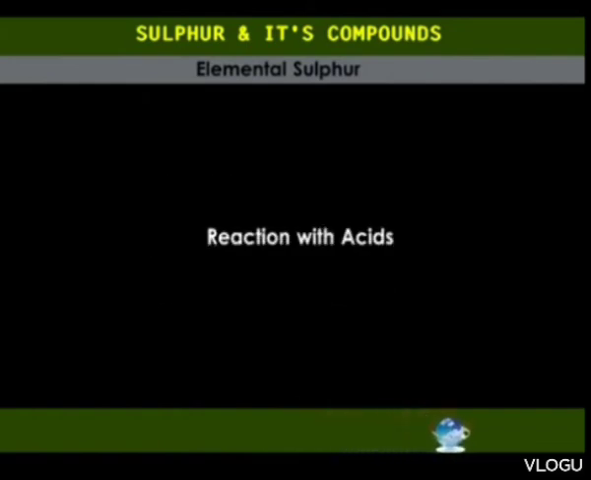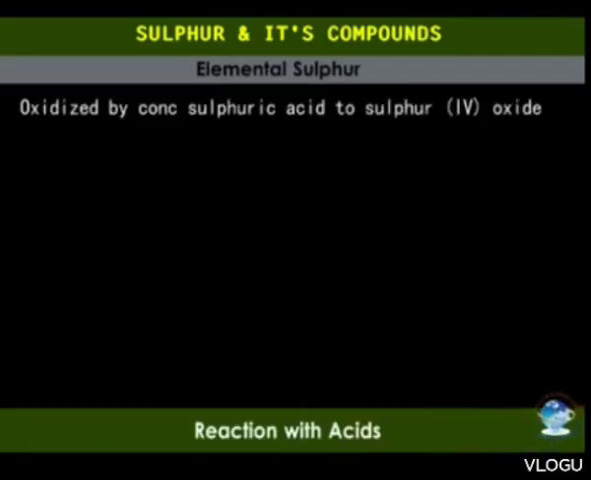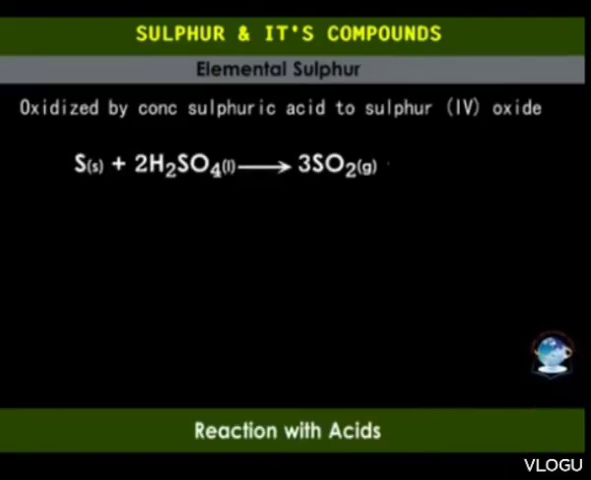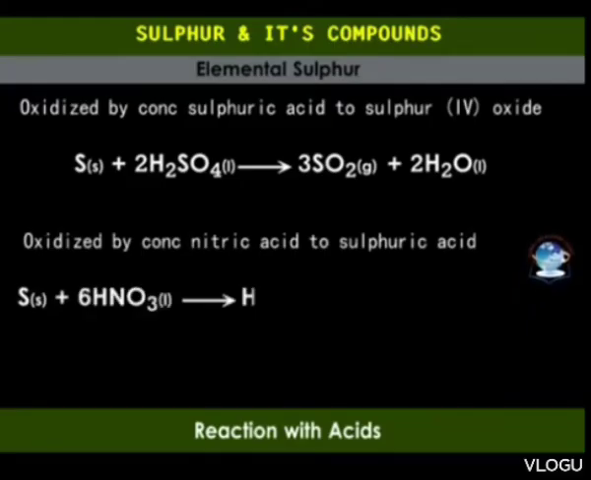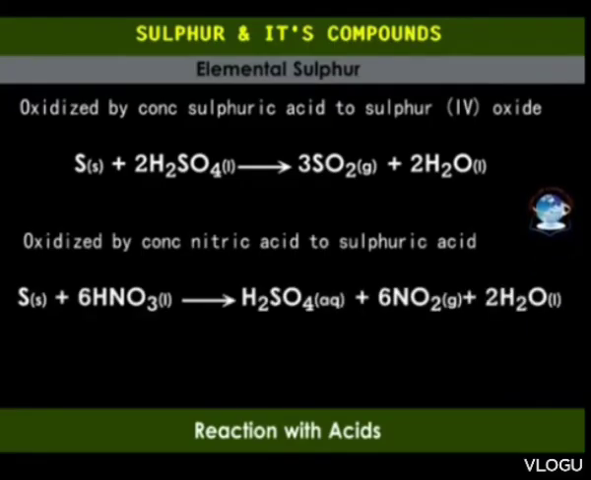Sulfur does not react with dilute acids. However, concentrated sulfuric acid oxidizes sulfur to sulfur 4 oxide. Again, concentrated nitric acid oxidizes sulfur to sulfuric acid and is itself reduced to nitrogen 4 oxide.